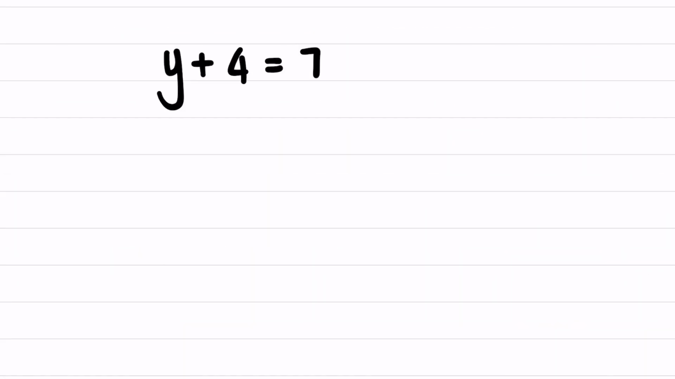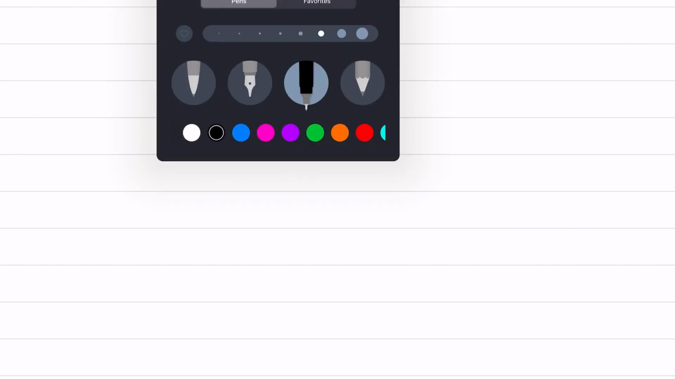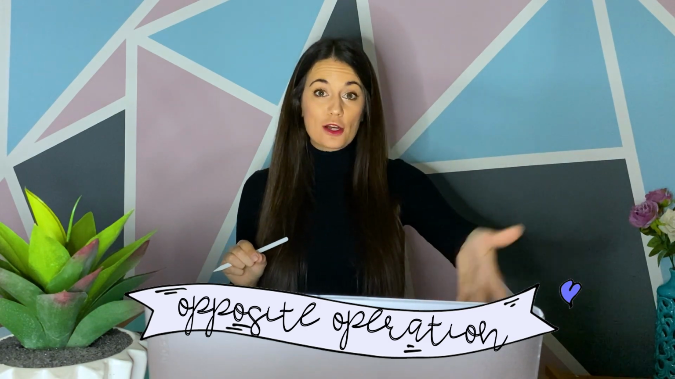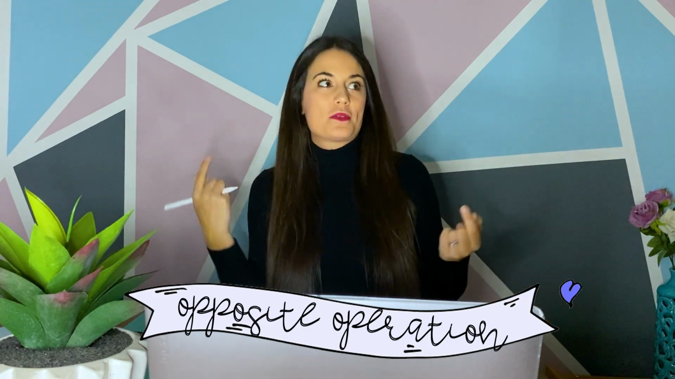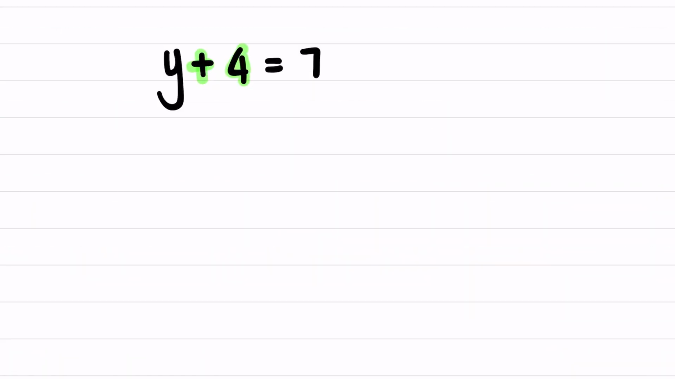Alright, so if we look at this y plus 4 equals 7, we can see that something that's stopping the y from being by itself is the plus 4. So I want to get rid of the plus 4. Now in order to get rid of things, to isolate my variable, I'm going to do opposite operations. So if it is adding, I'm going to do the opposite of adding, which is subtracting. If it's multiplying, I'm going to do the opposite of multiplication, which is division. Dividing, opposite multiplication, square rooting, opposite is squaring, etc. Alright, so I'm going to start by doing the opposite of plus 4, which is minus 4.